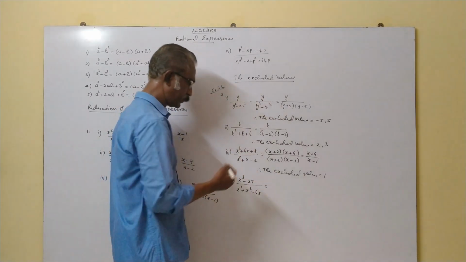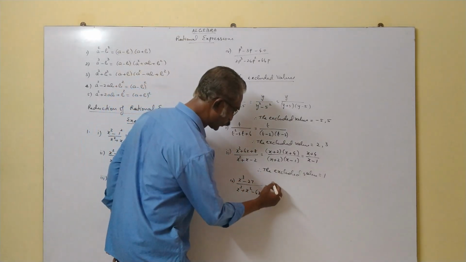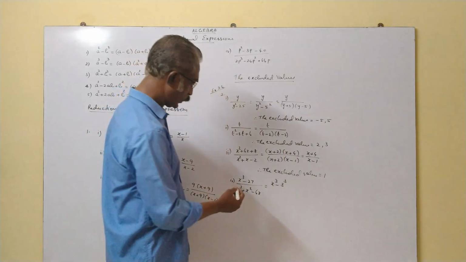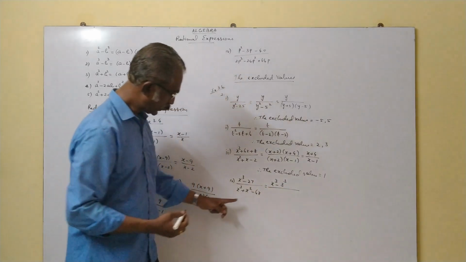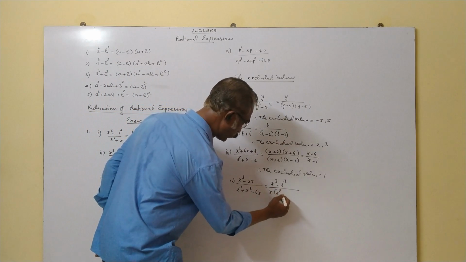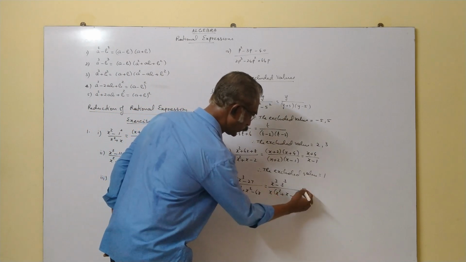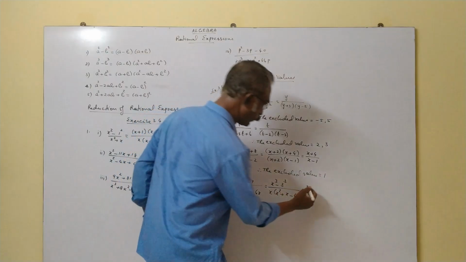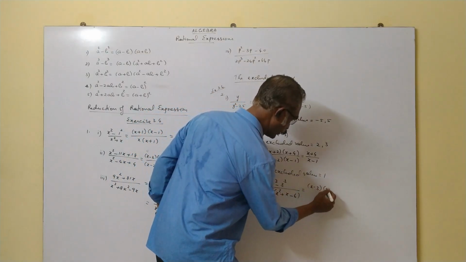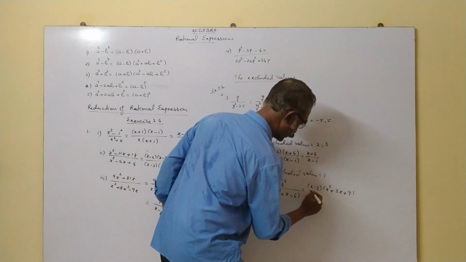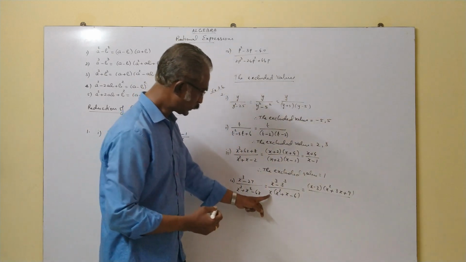So here another question is there. It's the last subdivision. This we can write as x cube minus 27, which is 3 cube, divided by, see here, x is common. Take x common, x square plus x minus 6. This is in the form a cube minus b cube, so a cube minus b cube formula we have to use. It becomes x minus 3 into x square plus 3x plus 9. 3 square is 9. Divided by this x as it is.